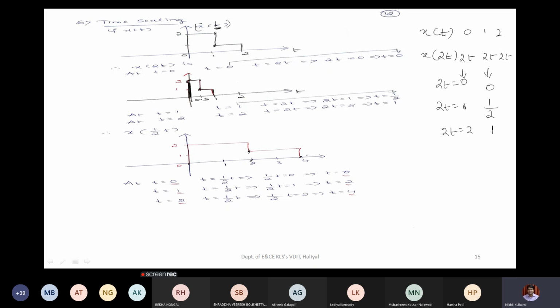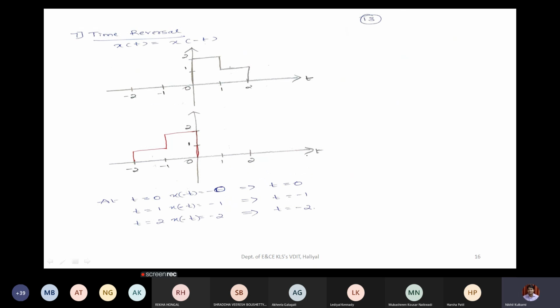Okay, so the last operation is time reversal. So time reversal is very easy. If you have x of t as this, so what will be x of minus t? So you can just think of it like a mirror image. Okay, so these are the operations, just you have to remember here. So these things we require.